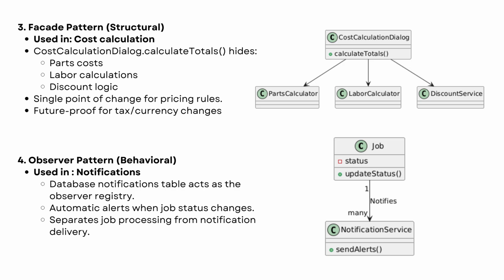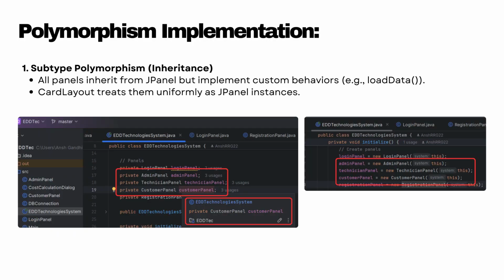Fourth we used was observer pattern. Notifications are pushed to relevant users when a job status changes using observers. This loosely couples the repair job and the UI components. Now I will showcase how polymorphism was implemented.